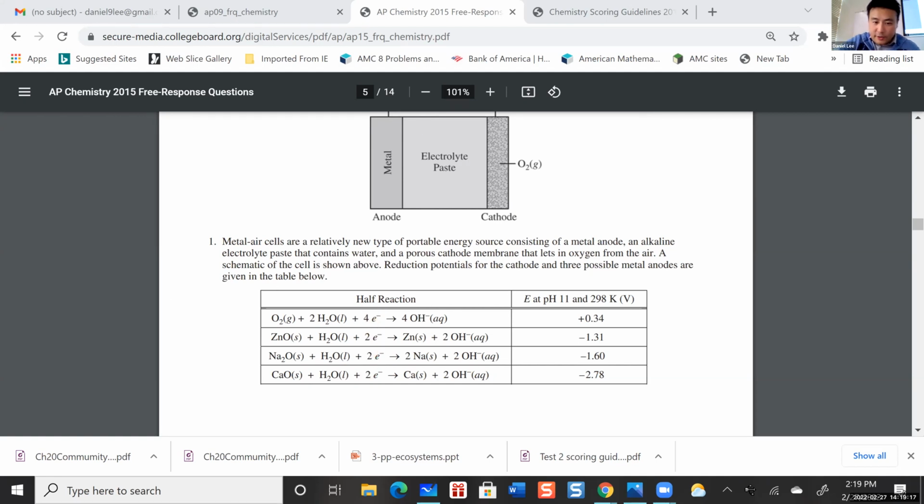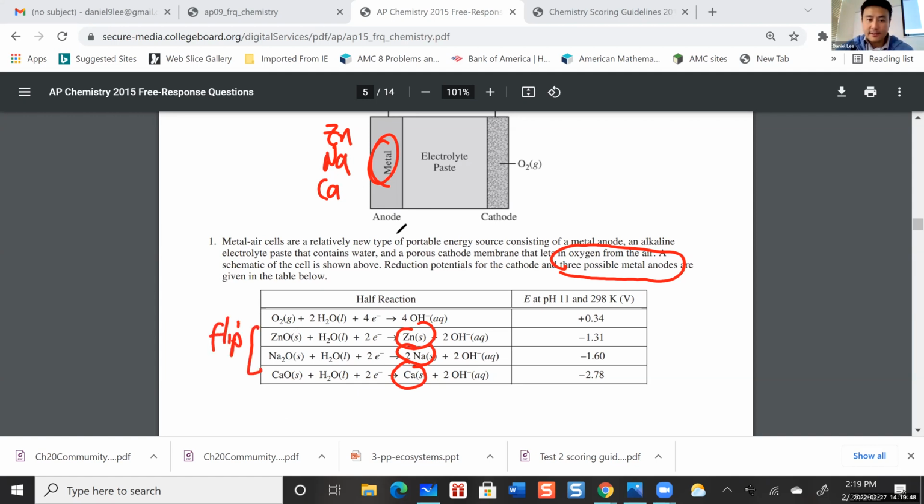So let me take a picture of this and I want to label them. And you can see that there are 3 different metals involved here as well. What are the 3 different metals? I have zinc, I have sodium, I have calcium. So those are the 3 possible metal anodes. I can put zinc here, I can put sodium here, I can put calcium here. But I have to flip these if I want to do that, because anode is oxidation. So I gotta flip all these reductions, right? So I gotta flip them.